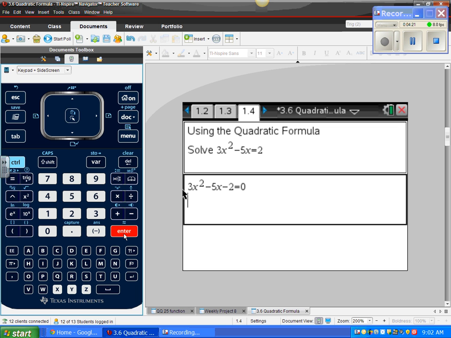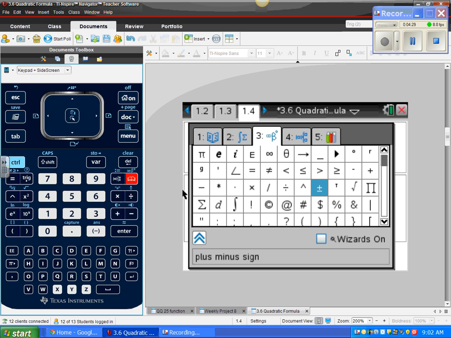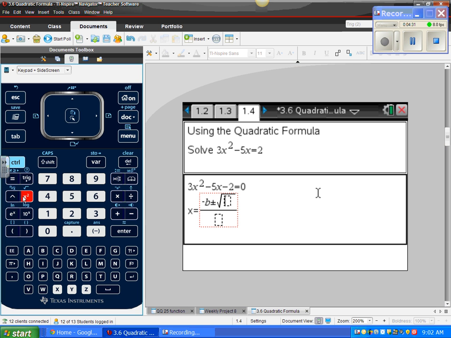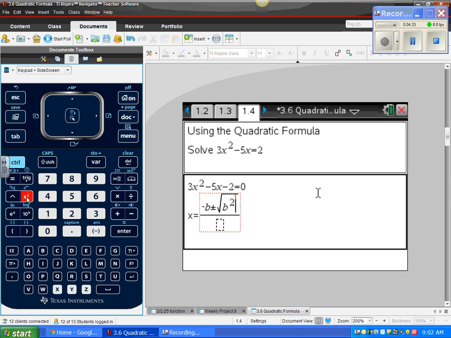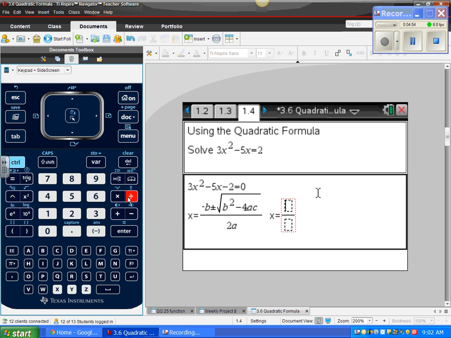So the quadratic formula is x equals negative b plus or minus the square root of b squared minus 4ac all over 2a. That's my quadratic formula. X equals negative b plus or minus the square root of b squared minus 4ac all over 2a.